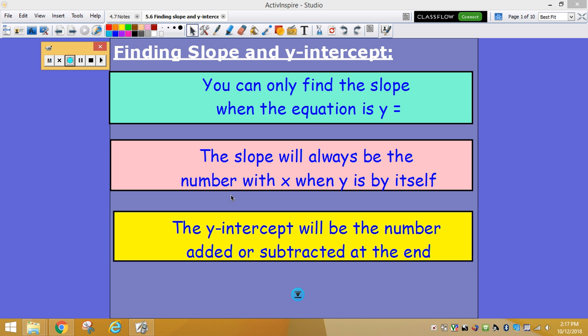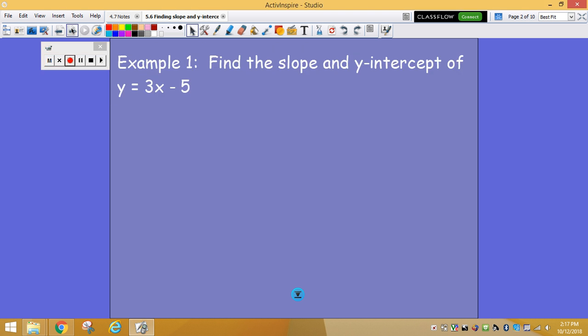So this lesson is on finding the slope and y-intercept. Some quick notes, you don't need to write these down, but just read through them with me. You can only find the slope when the equation is in y equals. That was the very first lesson we did, getting y by itself. Slope will be the number with the x, and the y-intercept will be the number that's either added or subtracted at the end. So let's look at this example.